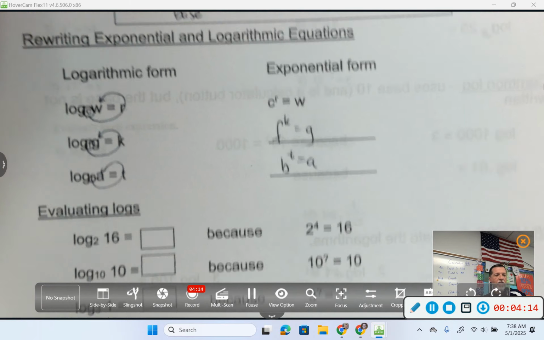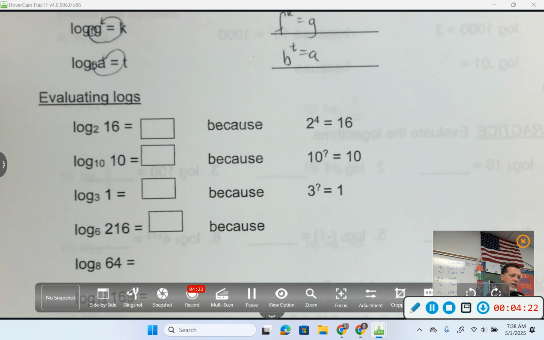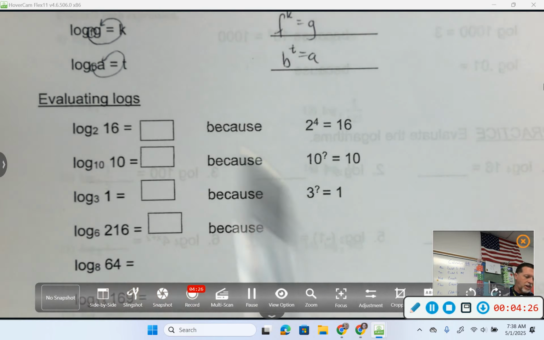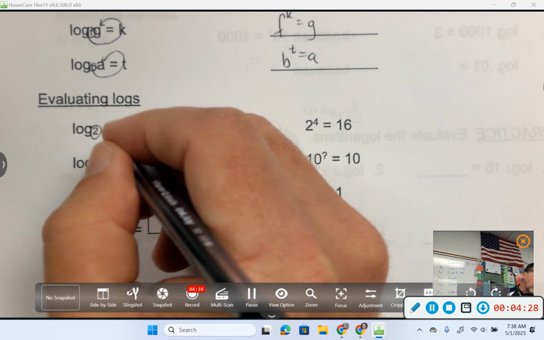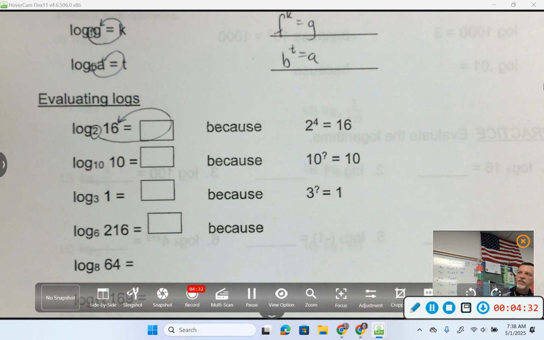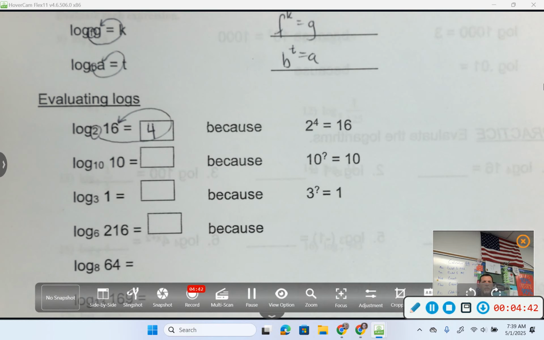So that's the main thing for today. If you get the fishhook method down, you can answer all the questions today. Start at the base, fishhook around. Evaluating logs. Well, again, fishhook. Think about the fishhook. This means 2 to something equals 16. Well, the answer's there on the right, but what needs to go in the blank here? 4. So log base 2 of 16 equals 4.